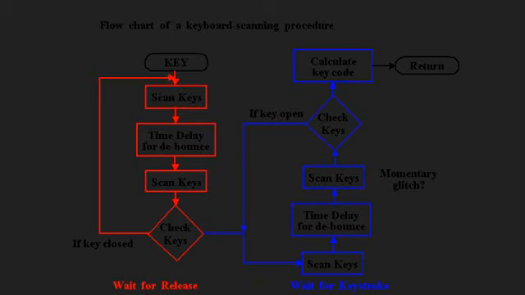This red portion is for wait for release, and this blue portion is for wait for key store. In this section, firstly we go to scan key, then the time delay, then again scan key, then the check function. If the key is open, then we send it again to scan key, and if it is closed, then we send it to calculate key code. Then it will return as a result. So this is how the flowchart of the keyboard scanning procedure works. This diagram is also important for your exam question. Please have a snap of this one.